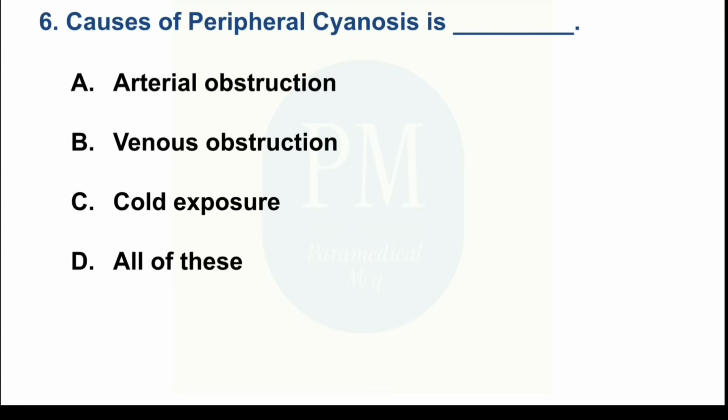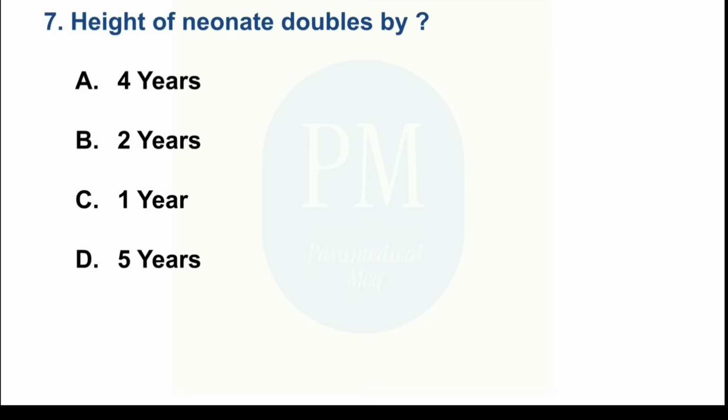Causes of peripheral cyanosis is dash. Option A, arterial obstruction. Option B, venous obstruction. Option C, cold exposure. Option D, all of these. The correct option is option D, all of these. Height of neonate doubles by option A, 4 years. Option B, 2 years. Option C, 1 year. Option D, 5 years. The correct option is option A, 4 years.